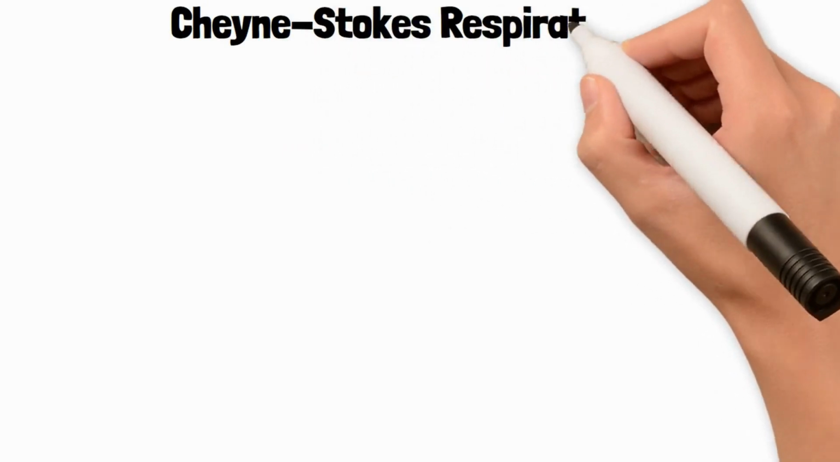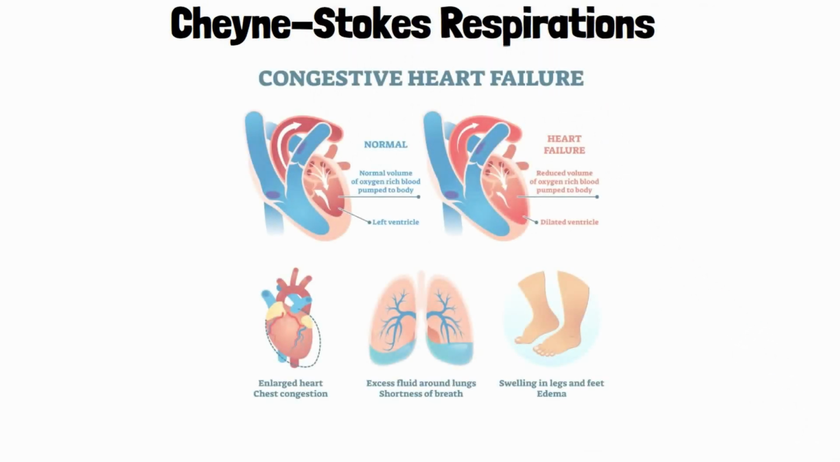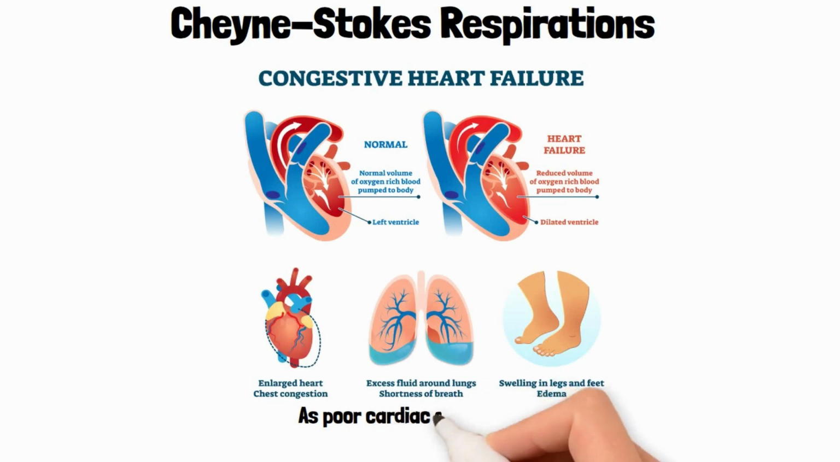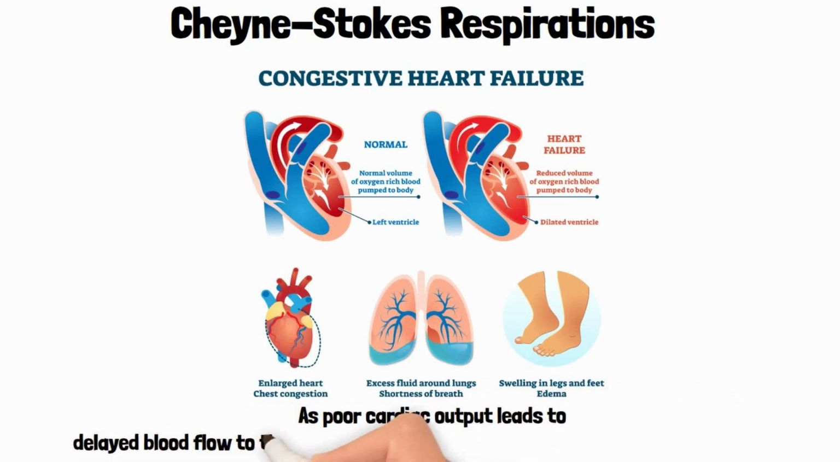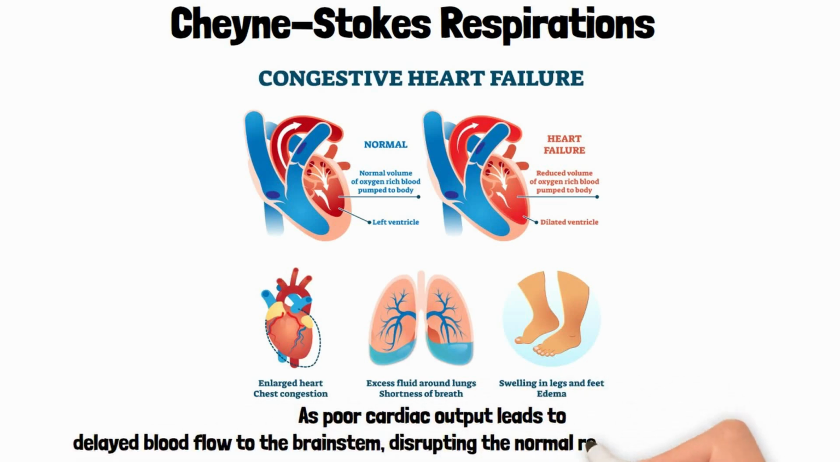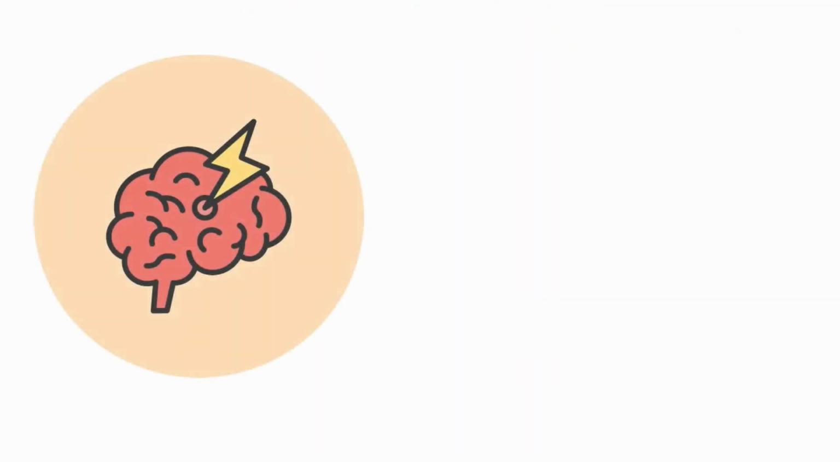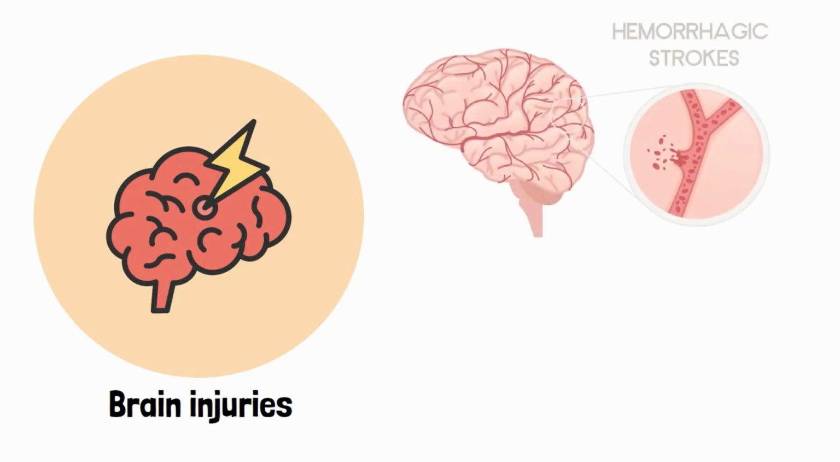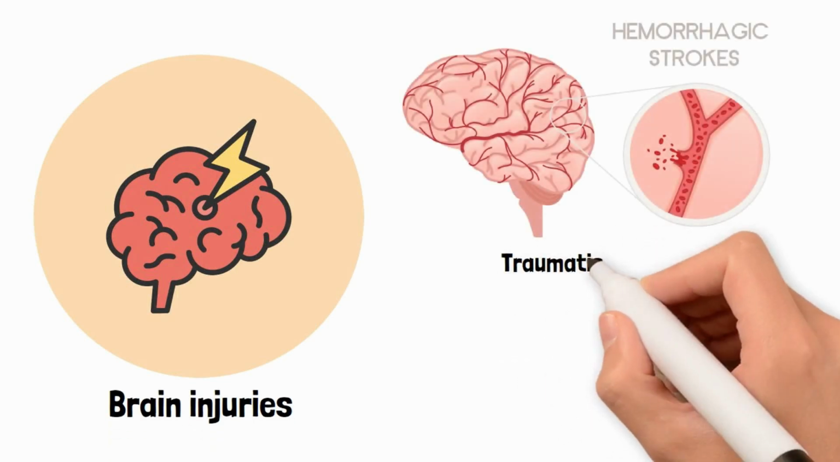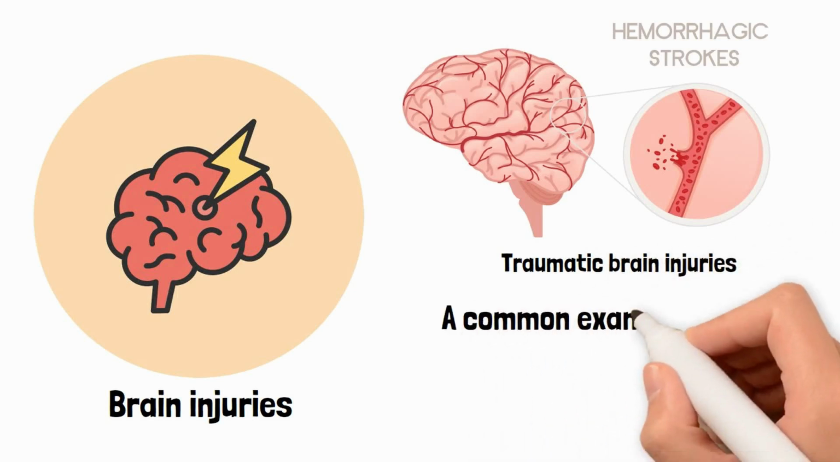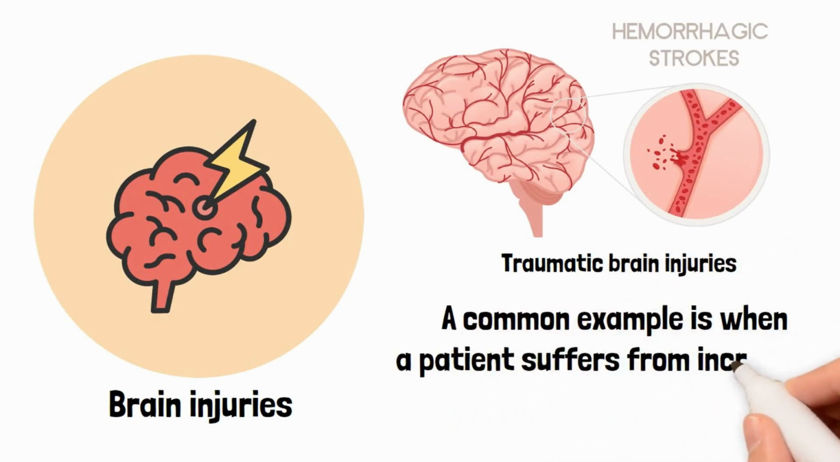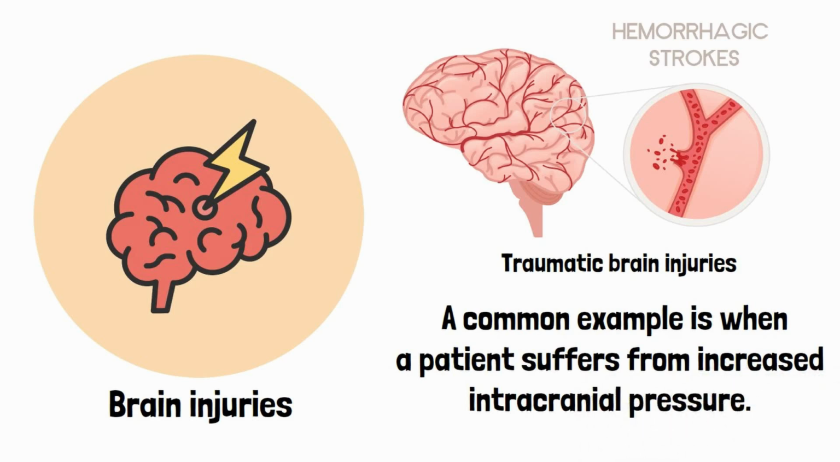Cheyne-Stokes respirations is often observed in patients with congestive heart failure, as poor cardiac output leads to delayed blood flow to the brainstem, disrupting the normal regulation of respiration. This pattern is also commonly associated with brain injuries. This can include strokes and traumatic brain injuries. A common example is when a patient suffers from increased intracranial pressure.